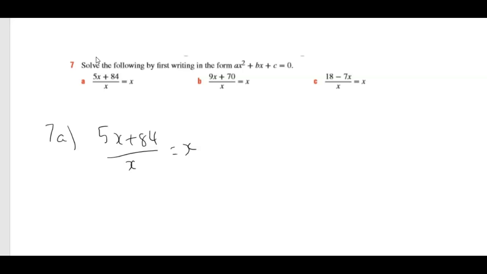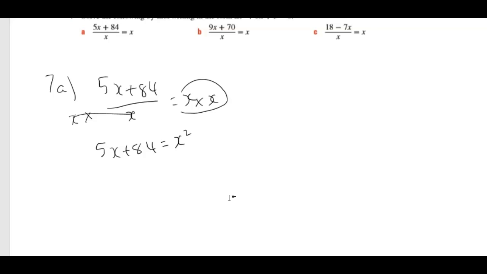So I'm looking at this and I can already say, if I multiply both sides by x, this is going to give me the x squared. So that cancels out there. So we've got 5x plus 84 equals x squared. And then I'll just bring everything over to the same side. Try to keep your x squared as the positive. So if I brought the 5x over, it becomes a negative, and then the 84 becomes a negative, and then let's let that equal 0.